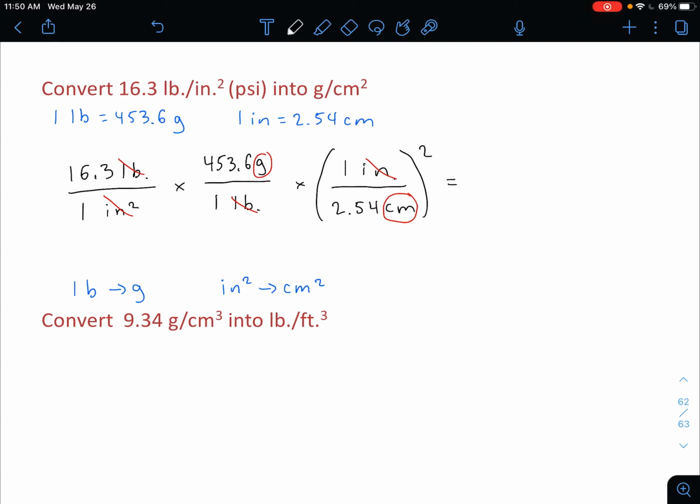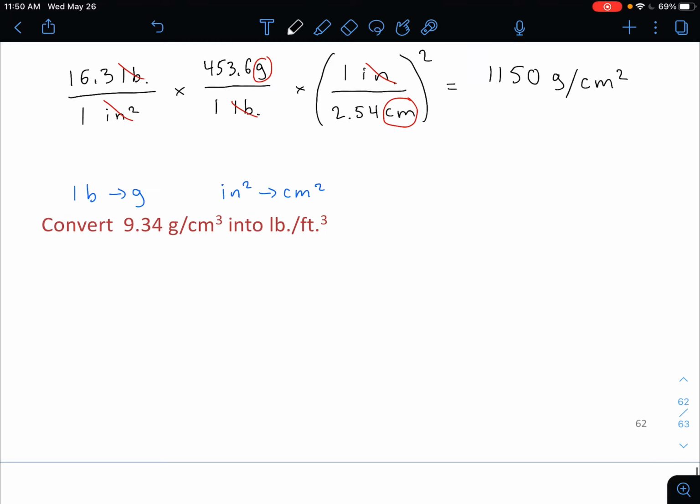Notice I only squared the length unit, the inches squared in this case, not the pounds to grams, because that's a normal conversion. The calculator gave me 1146, so this is going to round off to 1150, and that's going to be in grams per centimeter squared.